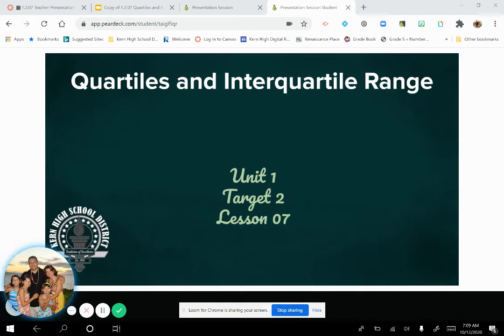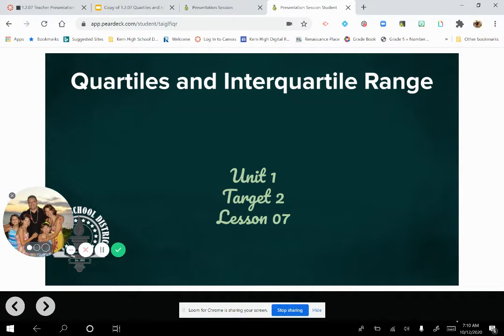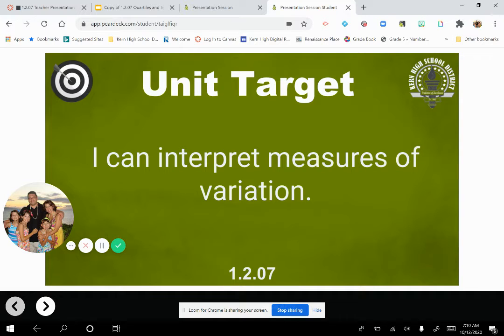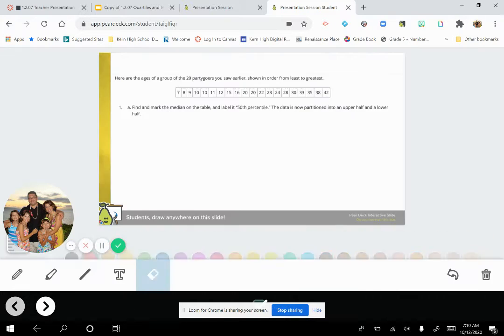All right, welcome to the lesson. It's quartiles and interquartile range. What we're looking at is breaking up the information into a visual where we can look at the variance and how spread out the information is. So the whole unit target is interpreting the measure of variation. Before we were finding the middle, now we're seeing how spread out the material is.